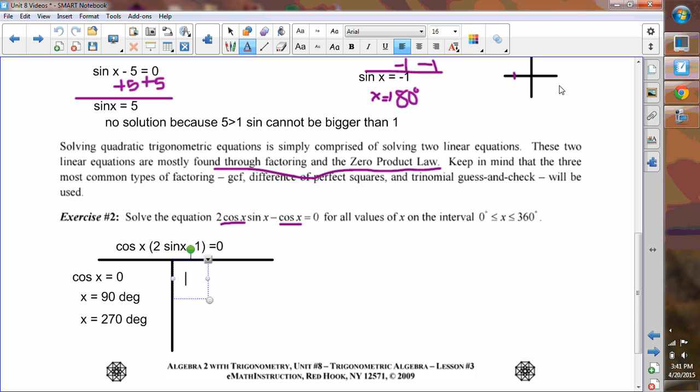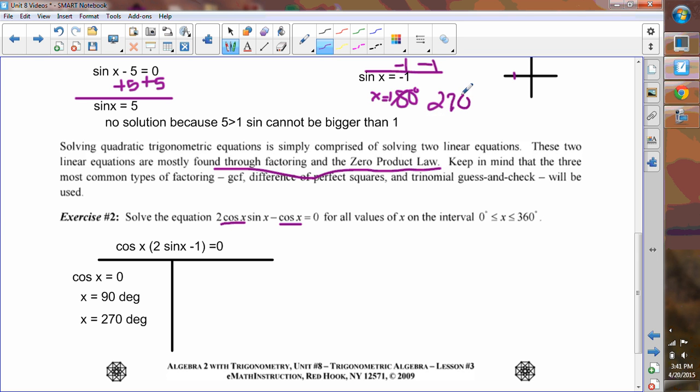Oops, did I make a mistake? I think I made a mistake back here. Oh goodness, sine of x is -1, y is -1, not at 180, but at 270 degrees. I apologize. It's where y is -1, not x. Sorry to go back and correct that, but that's where my mistake was.